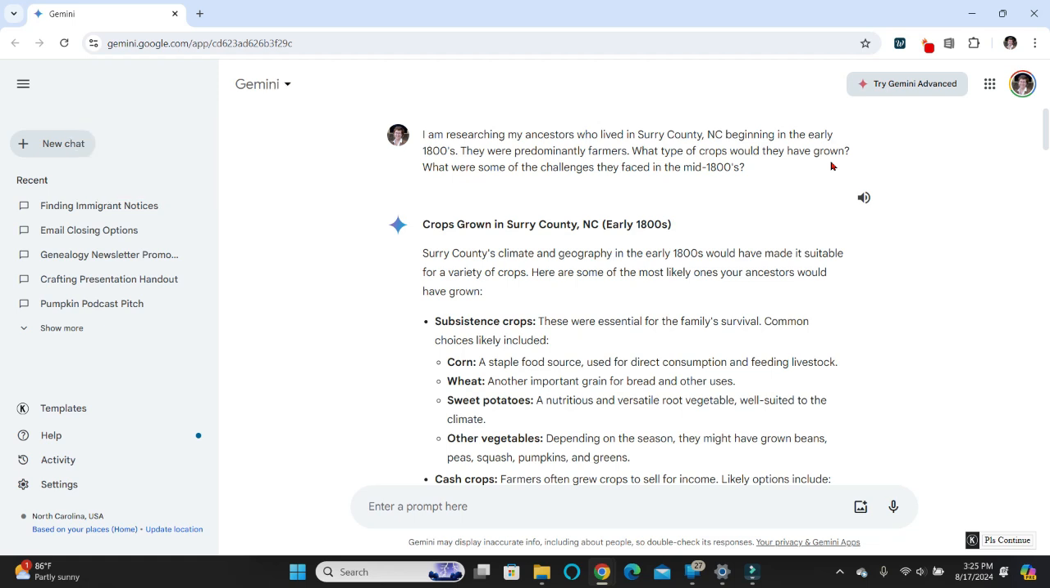So I wanted to give it some context, not just, okay, what challenges would my ancestors have had living in Surry County? I needed to give it a time period. I kind of gave it an occupation. I wanted to see what I could suss out there. So here's what it came back with.